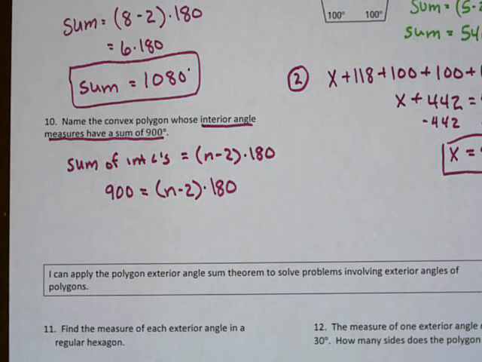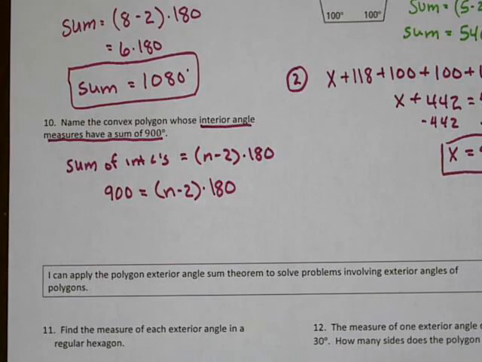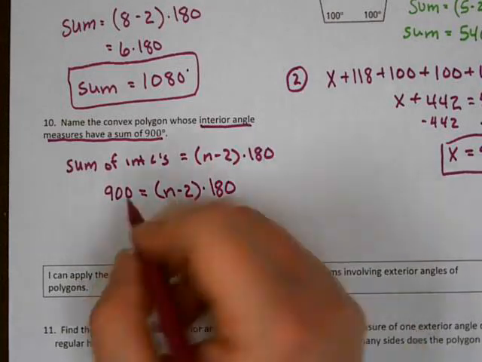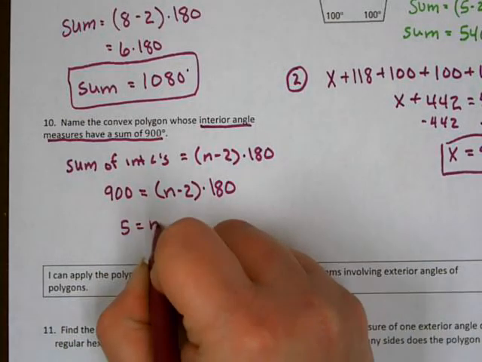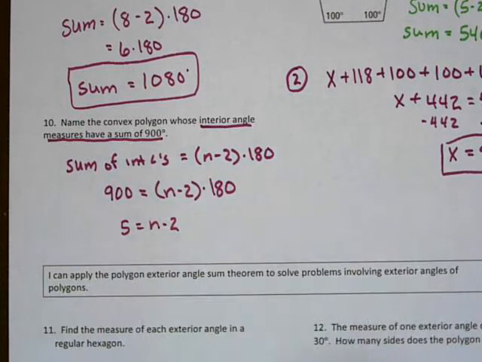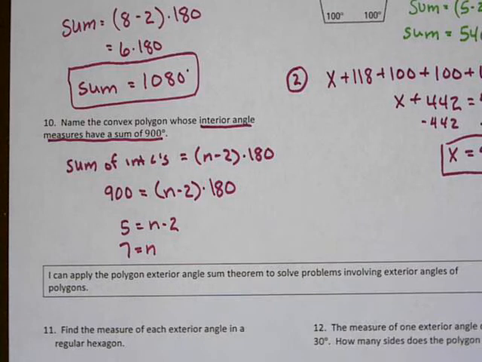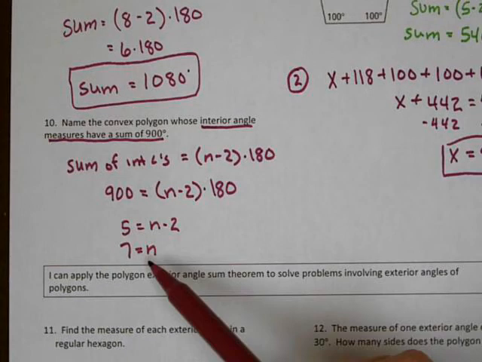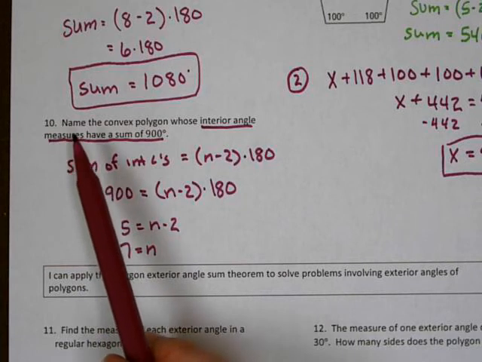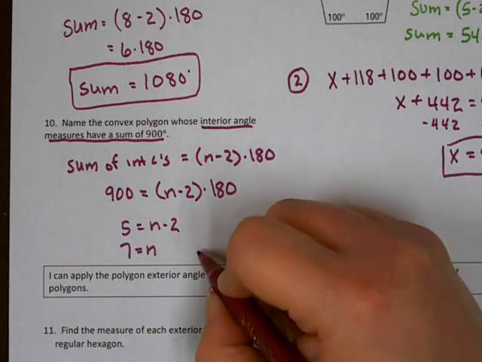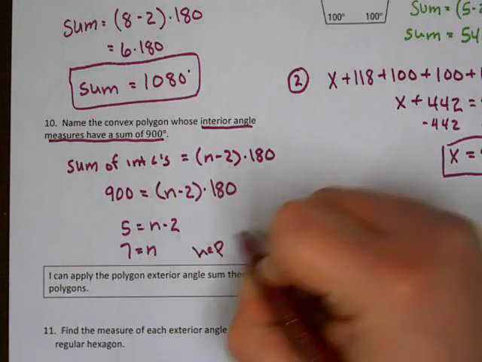Now, there are a couple different ways for you to solve it. Whatever algebra method sticks out at you is fine. I'm going to divide both sides by 180, so I get that 5 is equal to n minus 2. Then I'm going to add 2 to both sides, and I get that 7 is equal to n, which means this is a polygon with 7 sides. And be careful, because we didn't just ask you to find n, we said name the polygon. So we know that if a polygon has 7 sides, it is called a heptagon.